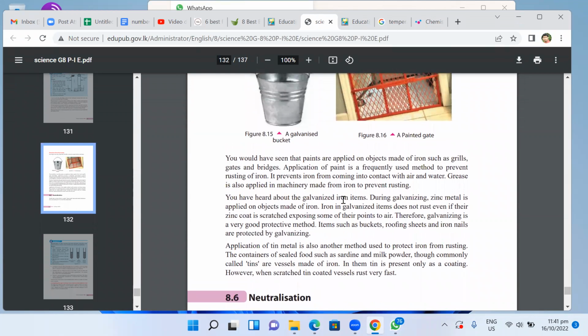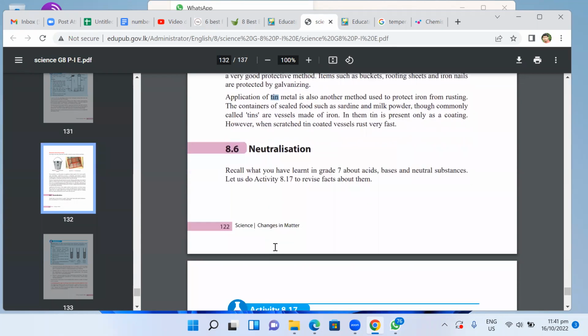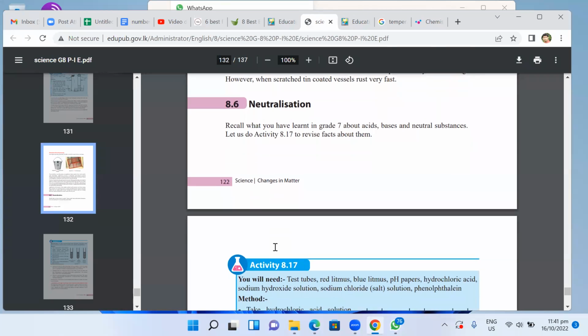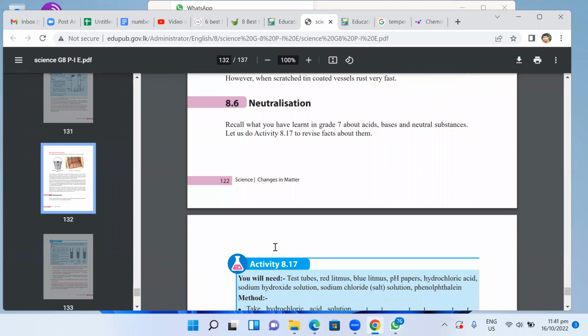Okay. Here, tin metal. The last thing is, am I too fast? Okay. Last thing is neutralization.